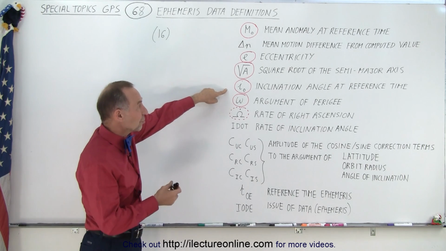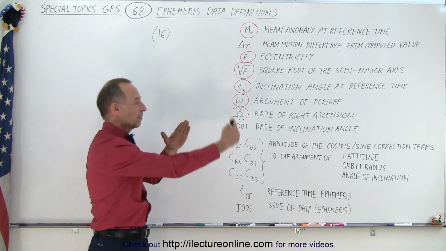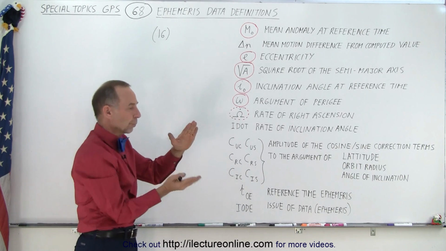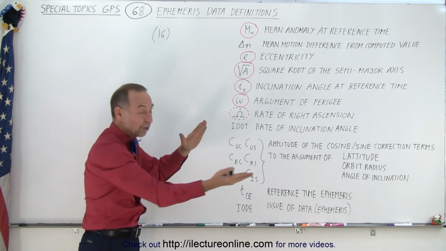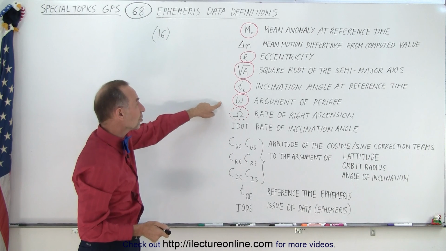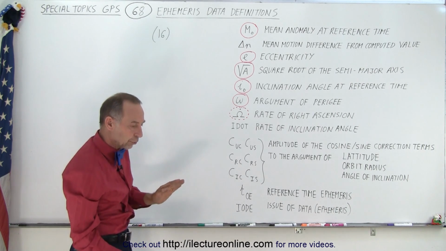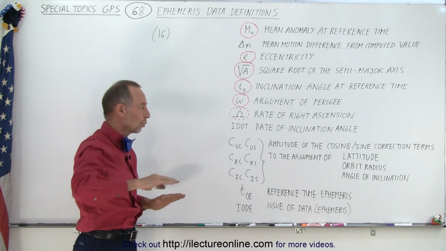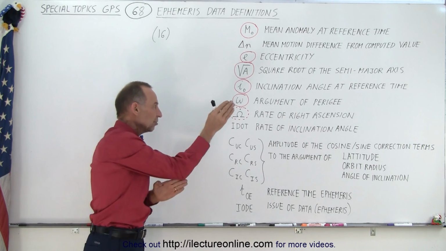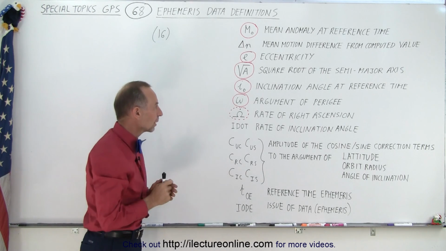Then we have the inclination angle at reference time. So again, that's the inclination of the plane of the orbit relative to the reference plane, which is the equatorial plane of the Earth. We have the argument of perigee, which is the distance from where the satellite goes through the equatorial plane to the location, the angular distance to the location where the perigee is located.